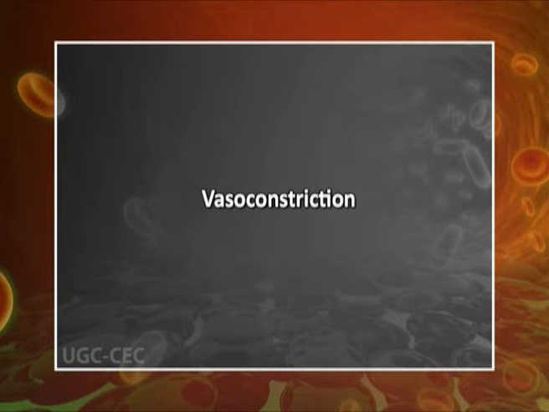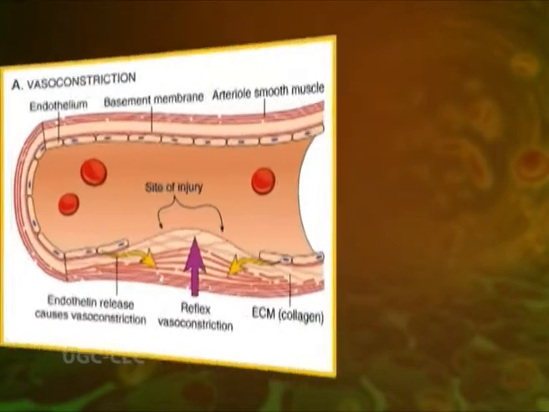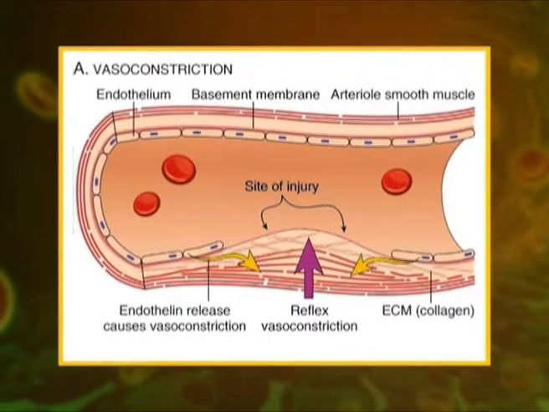First, vasoconstriction. Immediately after injury, the blood vessel constricts and decreases the loss of blood from the damaged portion. The vasoconstriction is purely a local phenomenon. When the blood vessels are cut, the endothelium is damaged and the collagen is exposed. The platelets adhere to this collagen and get activated. The activated platelets secrete serotonin and other vasoconstrictor substances which cause constriction of blood vessels.